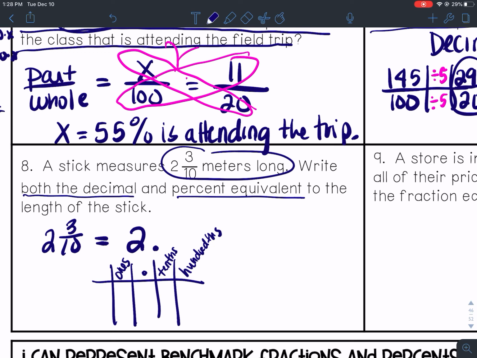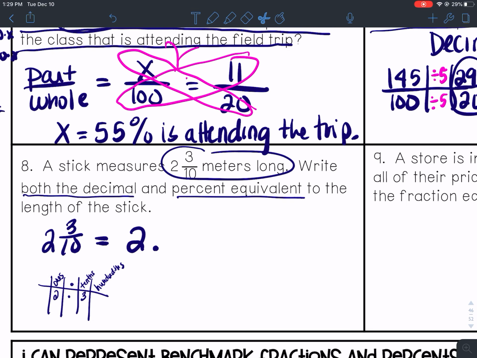Okay, so if I were to write this in, it would be 2. And I have 3 over 10, so it's going to go in my tenths place, right? 3. So this would be my decimal, 2.3. Make it smaller over here. 2.3. Okay, so that's the decimal. I got that part done.